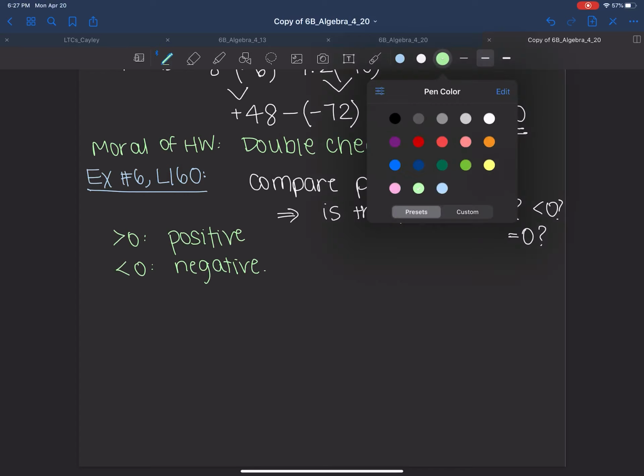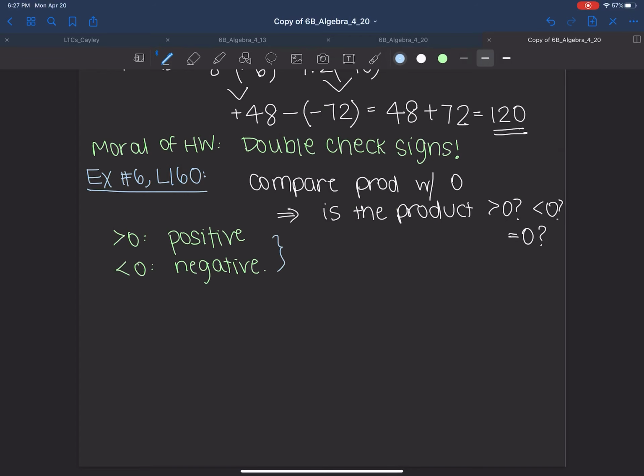So really, we just need to check the sign of the product. We don't even have to actually compute the number value of the product. We just have to check the sign.